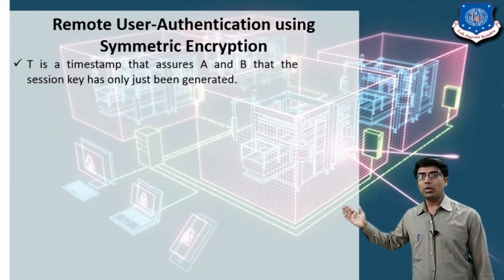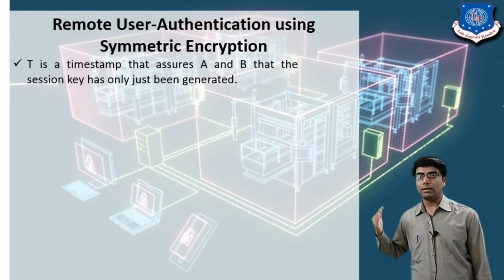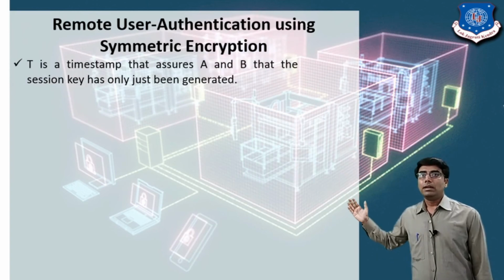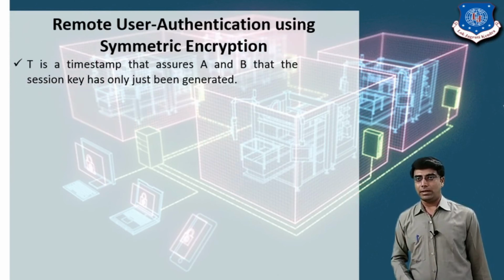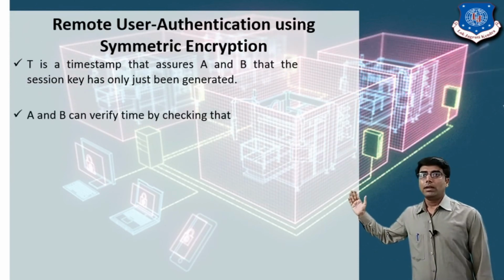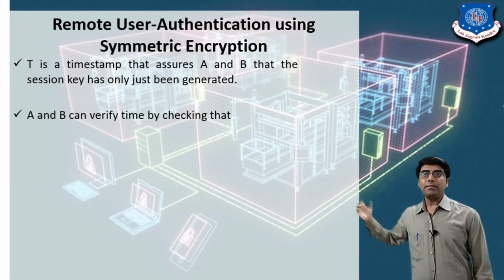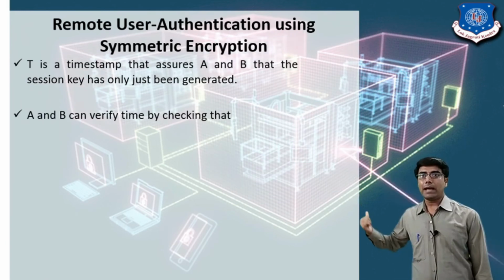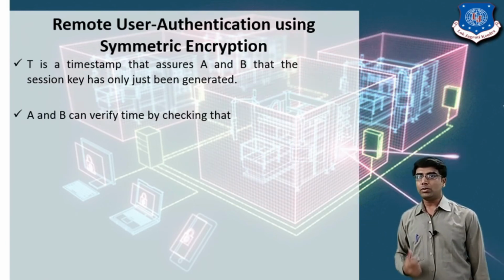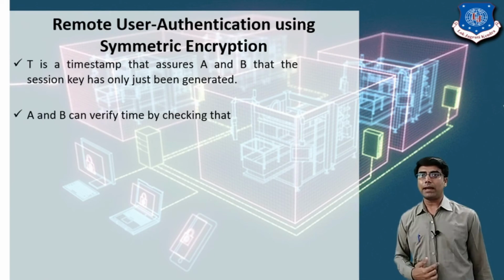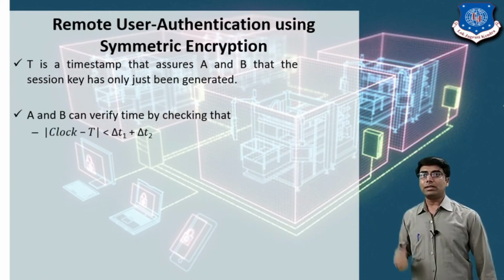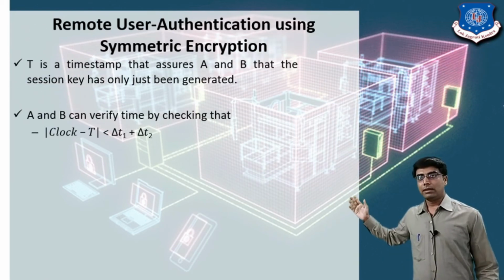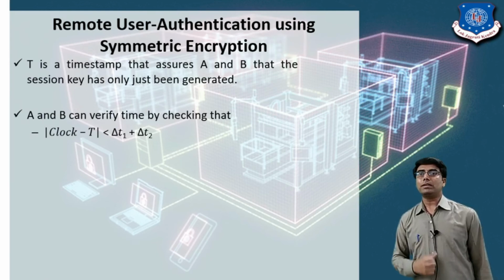That means in step 2 and step 3 we have already generated the timestamp, and the session key has only just been generated. Now here user A and B can verify the time by checking that. If user A and B want to verify the time, there is one formula for that: the clock minus T, where T represents the timestamp, is less than delta T1 plus delta T2.